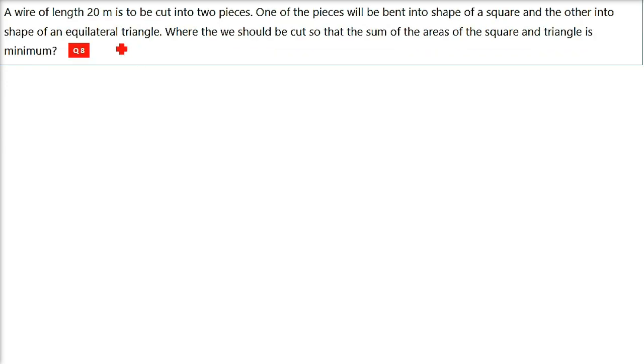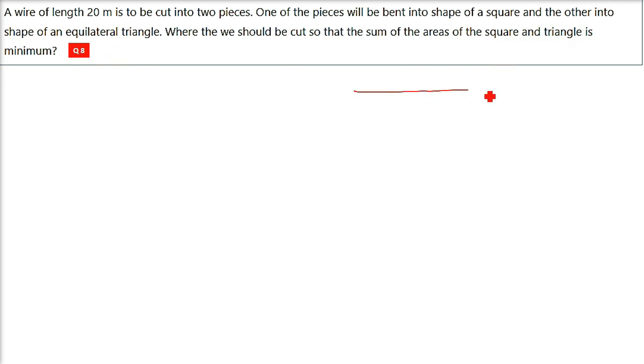Next one is again almost similar to the previous question. A wire of length 20 is given here. We have to cut it into two pieces, one into a square and one into an equilateral triangle. So there is a change from the previous question. Previously it was square and circle. This is square and equilateral triangle. And the combined area of the square and triangle is to be minimum.